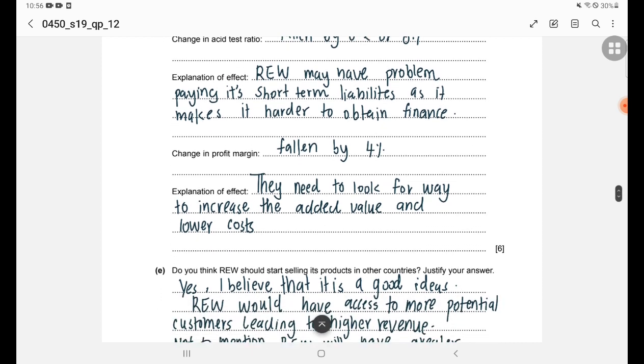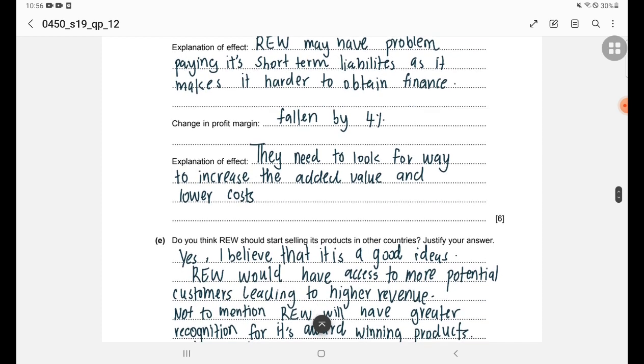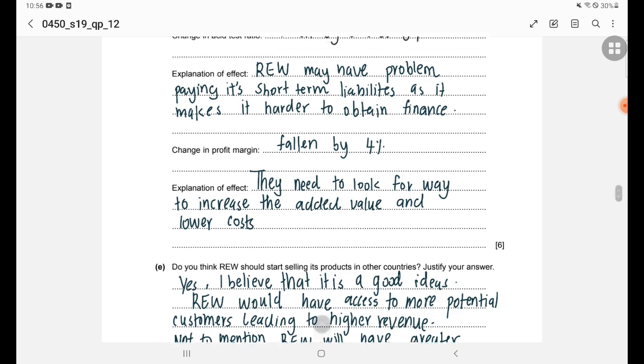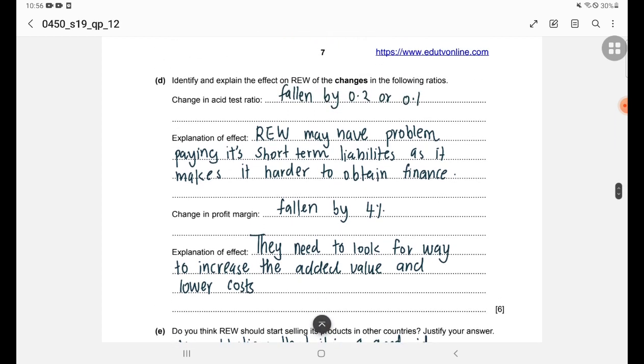Okay, next is the change in profit margin. Now, for the application part, the answer for the change is the application, because it's already been given in the extract. Mentioning RAW is also an application, if I'm not mistaken, talking about the product of the business, talking about Survivor, selling in other countries, and so on. Anything that is related to the case study is an application.